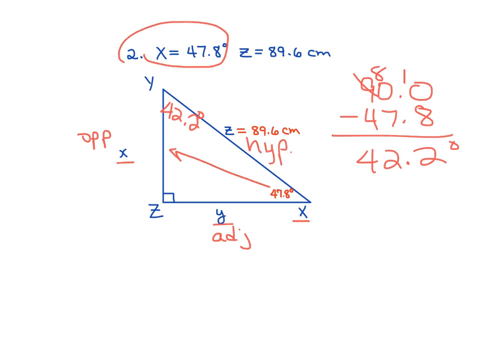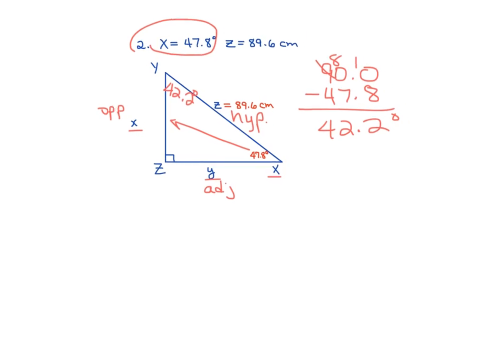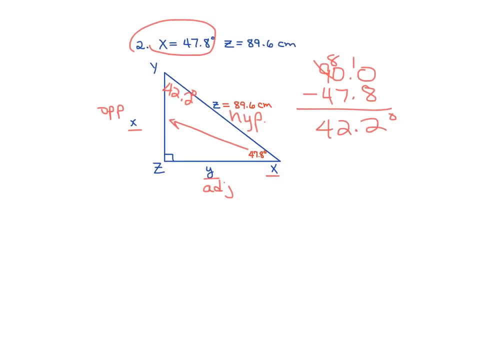So now I'm going to do a trig function, two different ones, to find x and y. Notice I have hypotenuse as a given. So for the first one I'm going to look for is lowercase x, and I'm going to do sine. So sine of 47.8 is equal to opposite over hypotenuse.